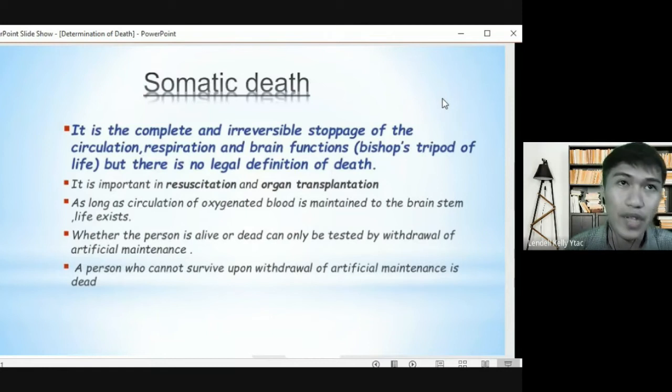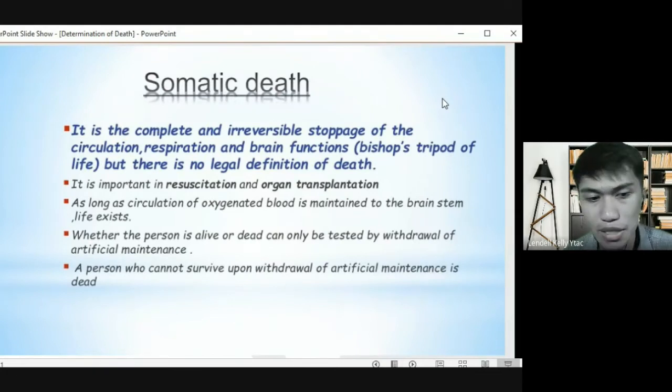One of the most important molecules that we need in order for our metabolism to work is oxygen. Oxygen is the main ingredient for us to utilize ATP and break it down to have power in the form of energy or heat, and the byproducts of that are carbon dioxide and ADP. Whether the person is alive or dead can only be tested by withdrawal of artificial maintenance. A person who cannot survive upon withdrawal of artificial maintenance is dead.